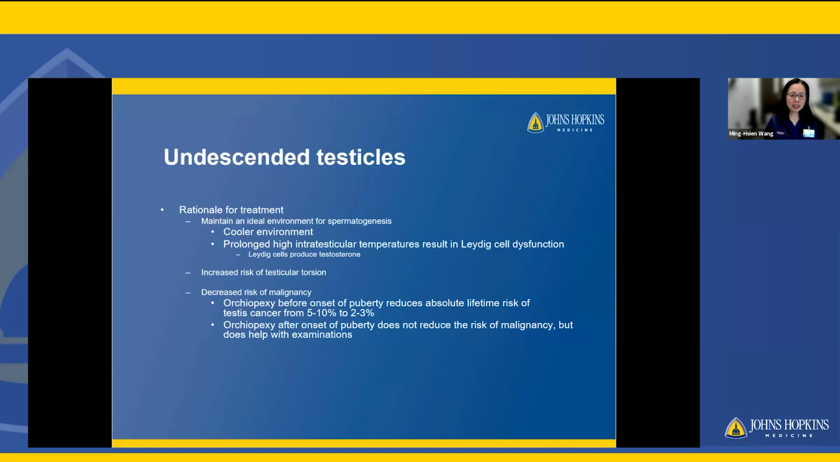And also with any testicle that doesn't descend correctly, there's always a chance that it could be at a higher risk of testicular torsion. And also there are some long-term studies that show that intra-abdominal testicles could be at higher risk of developing cancer later on. And there are some studies out there that say having an orchiopexy early on, before puberty, does decrease the risk of cancer later on.